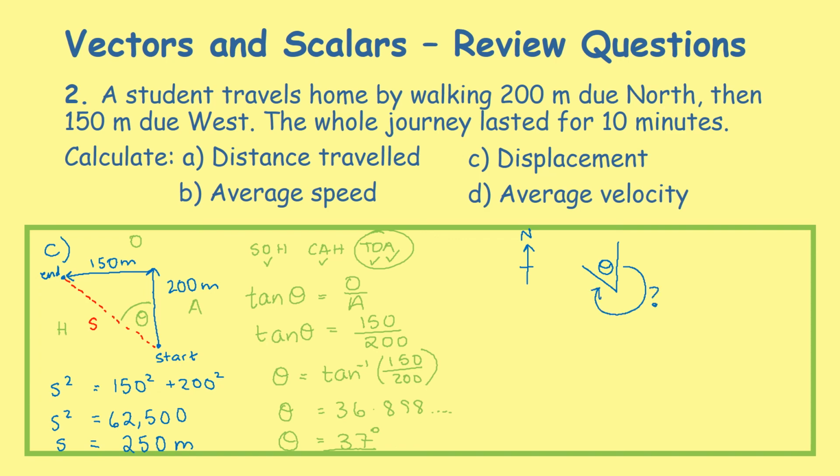What we can do is remember that the full circle is 360. And if we take away our angle just here, so 360 take away theta is going to give us our final answer. So that's 360 take away 37. That gives us an angle of 323. So our final answer for displacement is 250 meters at 323 degrees from north.